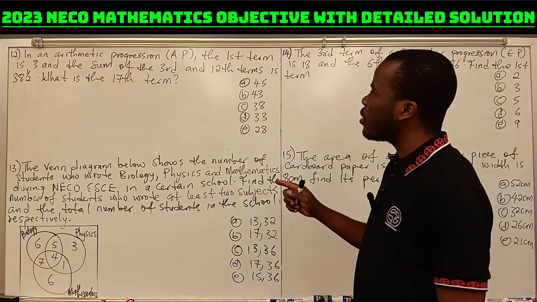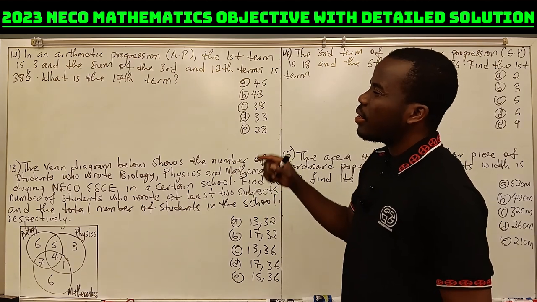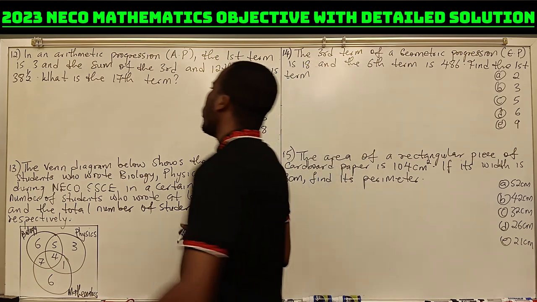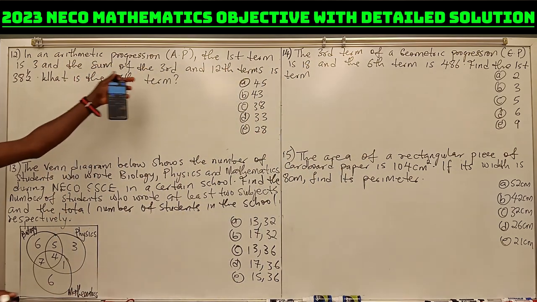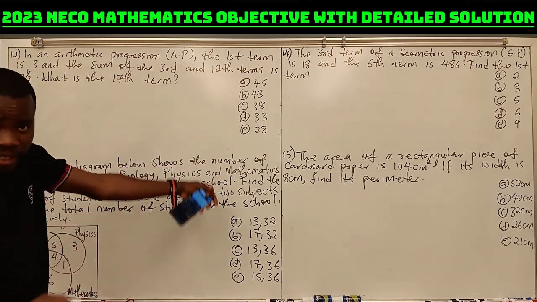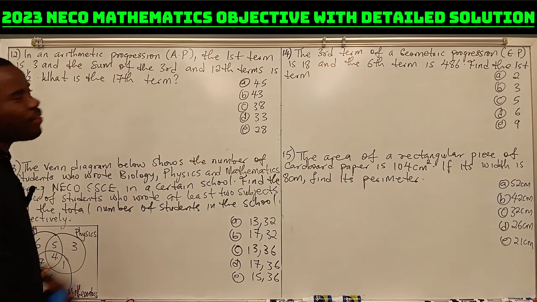For question 12, in an arithmetic progression, the first term is 3, and the sum of the third and the 12th terms is 38 and a half. What is the 17th term? So we know the first term. We use the third and the 12th term to find the common difference, and then use the first term and the common difference to find the 17th term.